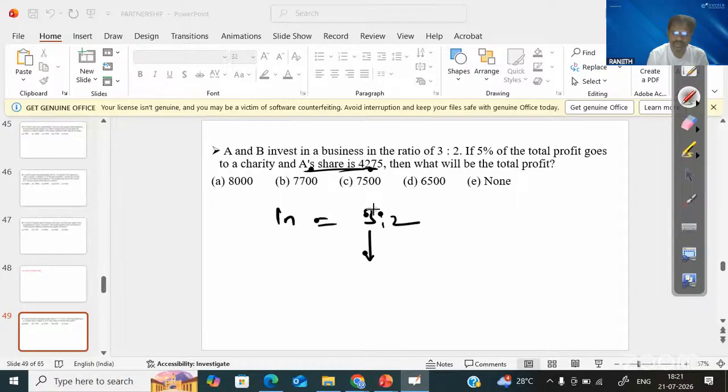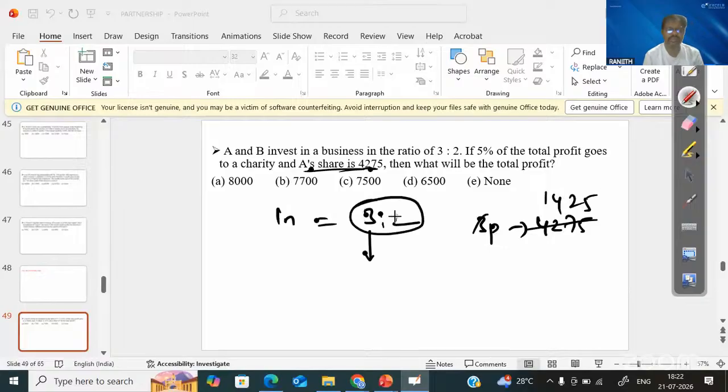Investment and profit are in the same ratio, where 3 parts equal to 4,275. So 3 ones are 3, 14, 25. So total number of parts will be equal to investment is 5 parts, total profit is also 5 parts.